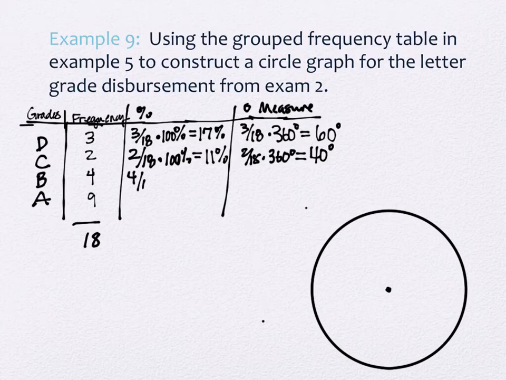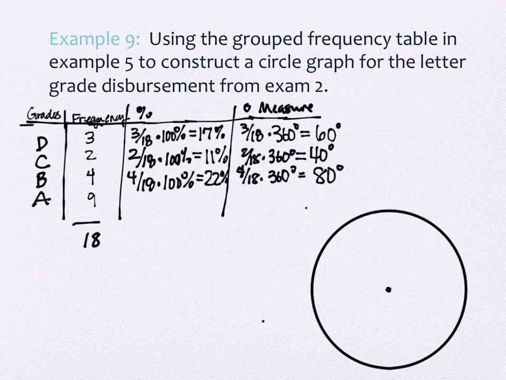We have 4 over 18 times 100. If 2 over 18 is 11, 4 over 18 must be 22. And 4 over 18 times 360. If it was 40 before, it has to be 80. The last one's 9 over 18. Hopefully you know that one just by looking at it. It's actually 50%. And if you do 9 over 18 times your 360, you get 180 degrees.